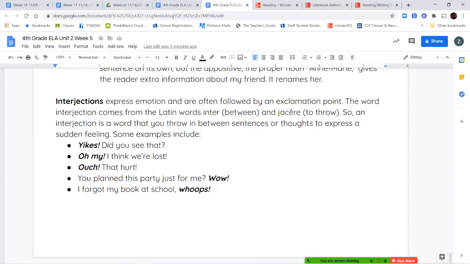So the etymology of the word interjection. Interjection comes from a Latin word, and it's broken into different parts. So we have the prefix inter, which means between, and the main part of the word, which is jacere, which means to throw. So an interjection is a word that you're throwing in between sentences or thoughts to express a feeling. So it could be excitement, it could be fear, it could be joy, anything in there. So I have a couple of examples of them for you here in our examples below.